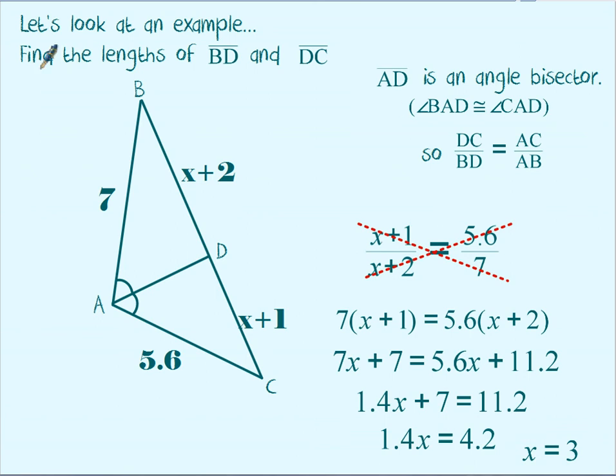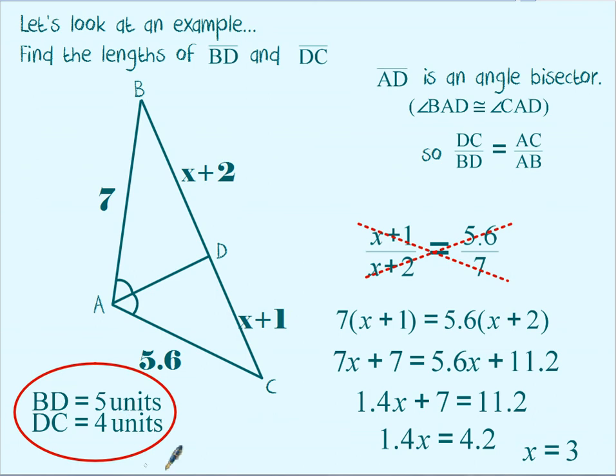Here's the important part. Is that what the question asked for? Was I just supposed to find x? Of course not. I was supposed to find the lengths of BD and DC. So if I look at BD, BD is x plus 2, and if x is 3, that's 3 plus 2. The length of BD is 5 units. And if I look at DC, that's x plus 1, and if x is 3, that's 3 plus 1. The length of DC is 4 units. So that's what I need to put as my final answer.